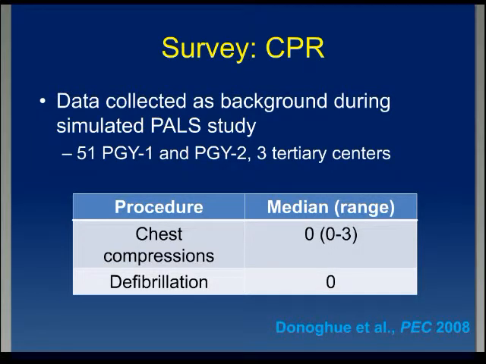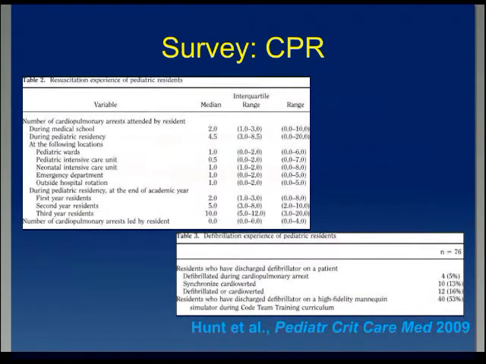Defibrillation was interesting. We had 51 residents from 3 programs. Not one of them had ever used a defibrillator on a patient. And this is not very far different from the data that Betsy Hunt got in her survey at Hopkins when she looked at resuscitation experience of pediatric residents, and these were senior residents who were further along in their training.